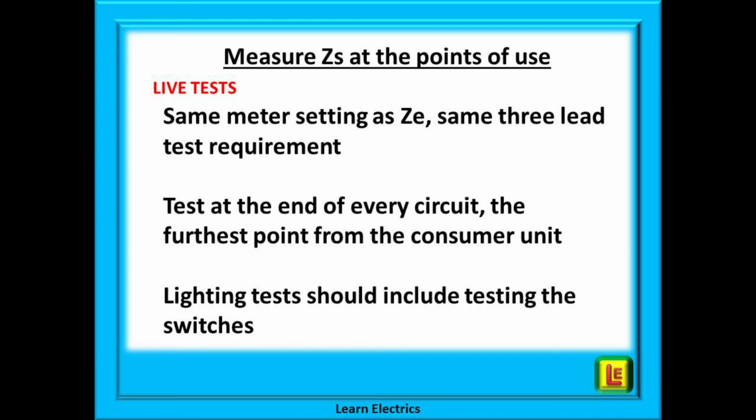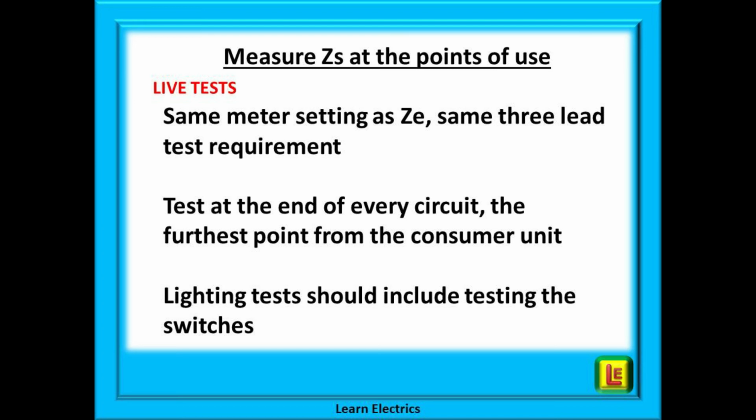The main breaker to the property will now be in the on position, as will the breakers for the circuits under test. The meter settings are the same for ZS and ZE. That is, a 3-lead test connected to the phase, neutral and earth respectively, but now at the points of use in the property. ZS, the whole system, is measured at the end of every circuit, the most remote point, the point with the longest length of conductor.